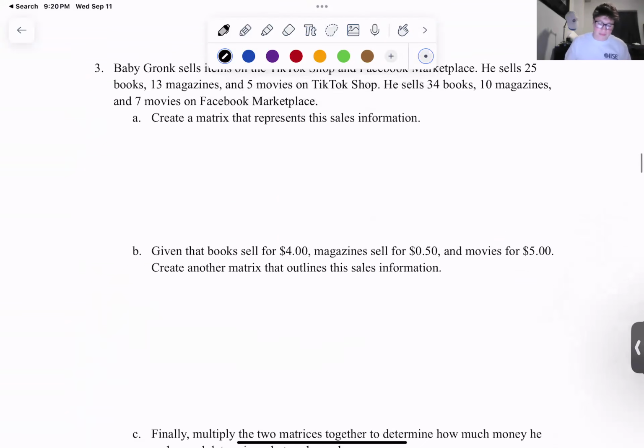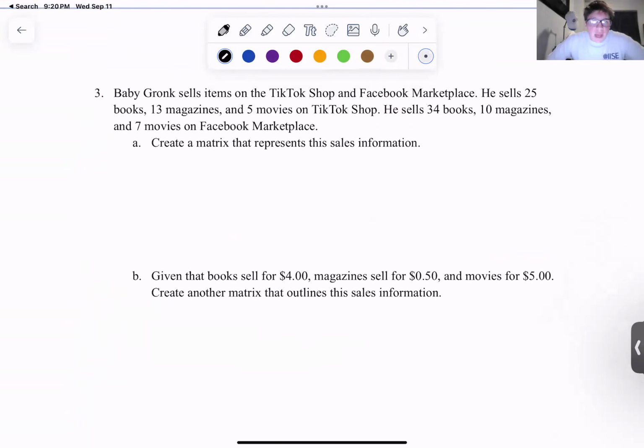All right, here we have number 3. Baby Gronk sells items on the TikTok shop and Facebook Marketplace. He sells 25 books, 13 magazines, and 5 movies on TikTok shop. And then he sells 34 books, 10 magazines, and 7 movies on Facebook Marketplace. Create a matrix that represents the sales information.